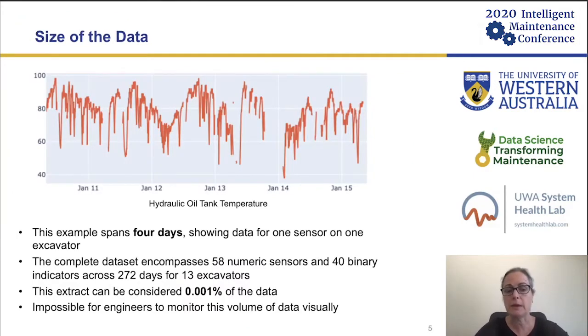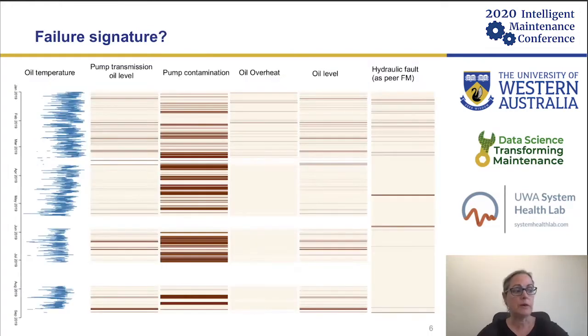This is just a quick example to show what engineers working for the partners currently look at. In this example, this is just sensor data for a hydraulic oil tank temperature over 4 days. Imagine trying to look at all of this data for 58 numeric sensors and 40 binary indicators across 272 days for 13 excavators. It's impossible for engineers to monitor this volume of data visually. We need computer science and data analytics to help us. So let's look at the data.